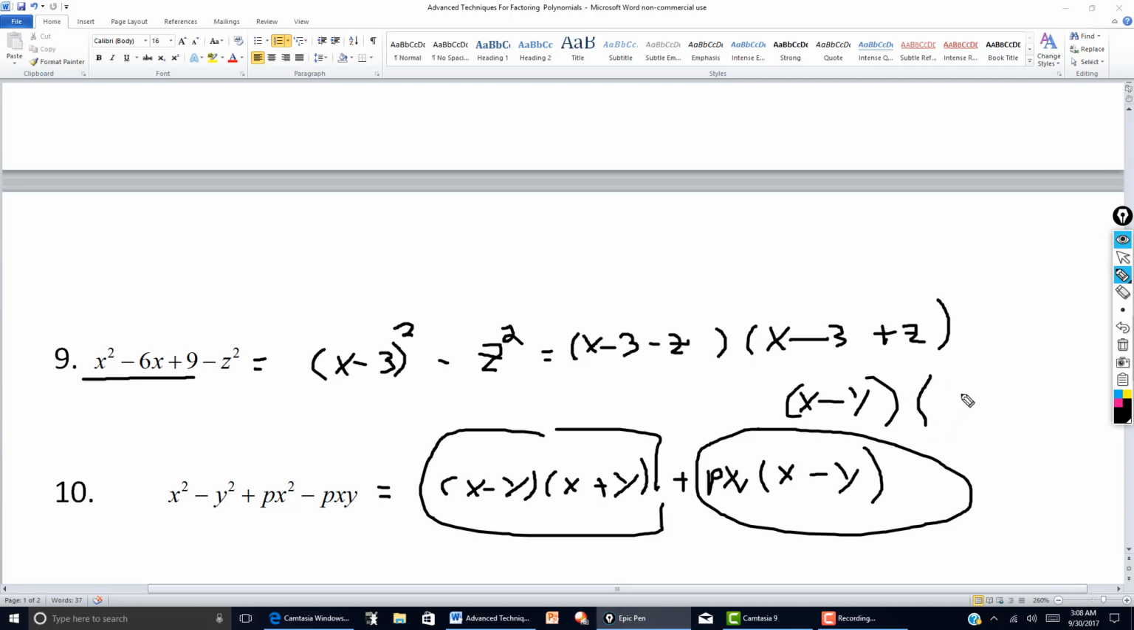And what does that leave me? Well, in the first term, that's going to leave me with x plus y. I put x plus y in that second parenthesis. Okay, so I'm just bringing out the x minus y. So that leaves me with x plus y and of course plus px.